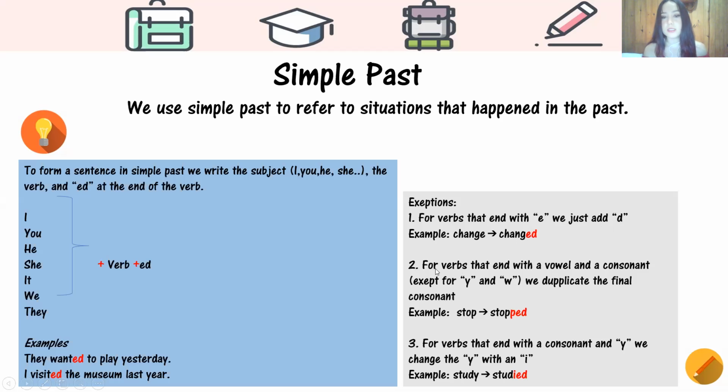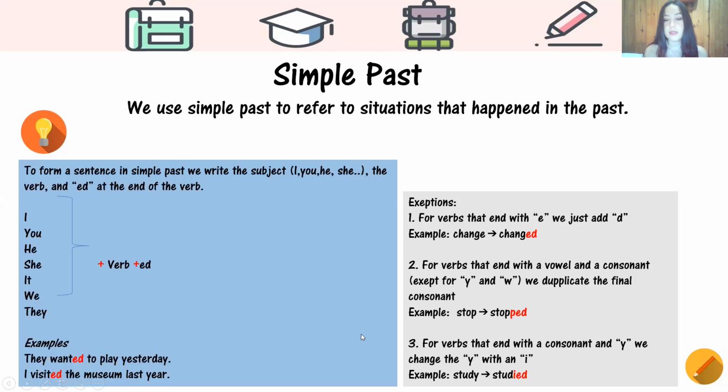Now, the other one says, for verbs that end with a vowel and a consonant, except for Y and W, we duplicate the final consonant. So, for example, we have stop. As you can see, stop ends in a vowel, that is O, and the consonant, that is P. So in this case, we duplicate this final consonant, the P. So it is going to be like this, stopped.